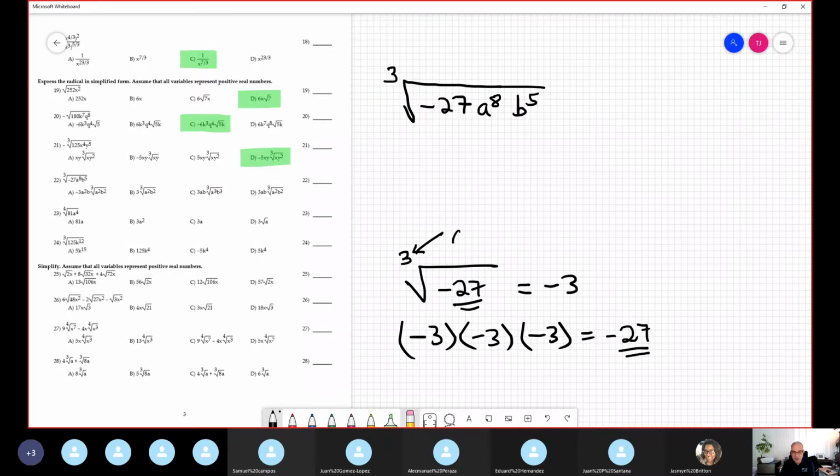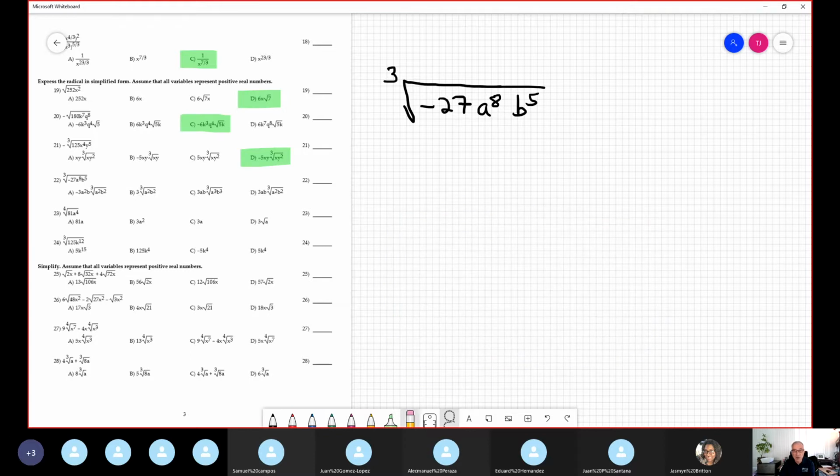But when the index is odd, we always have a solution. It doesn't matter if the number inside is positive or negative. Now be careful, because you may see some problems that say no solution, but no solution at least in the real field. I promise in chapter 5 we will find the solution of this. Okay, so in the numerical part it's clear that it's 3. It's negative 3, sorry.